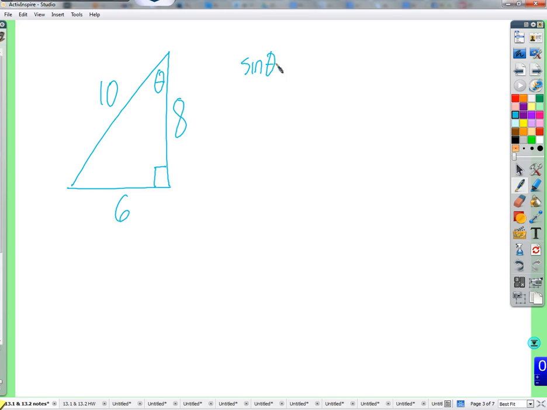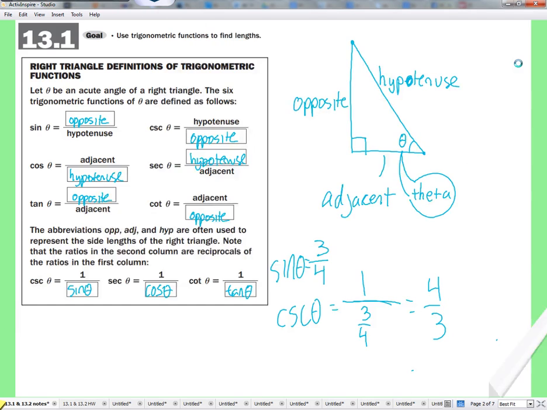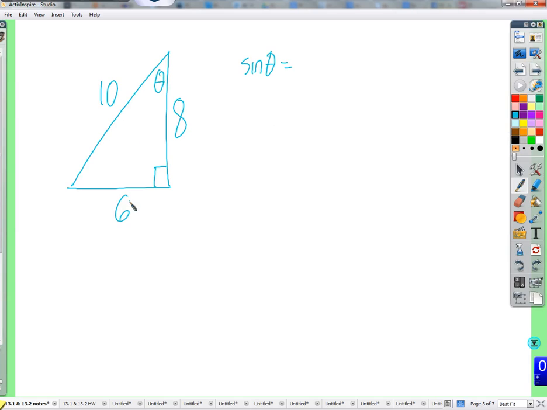Start with the sine. If we refer back to our notes here, the sine is the opposite over hypotenuse. So which side is opposite from theta? Six. Over the hypotenuse? Ten. We can put 3/5. If we know the sine, we can just flip it over and we have the cosecant. Cosecant equals 5/3. And I'll write this down for you. Cosecant.